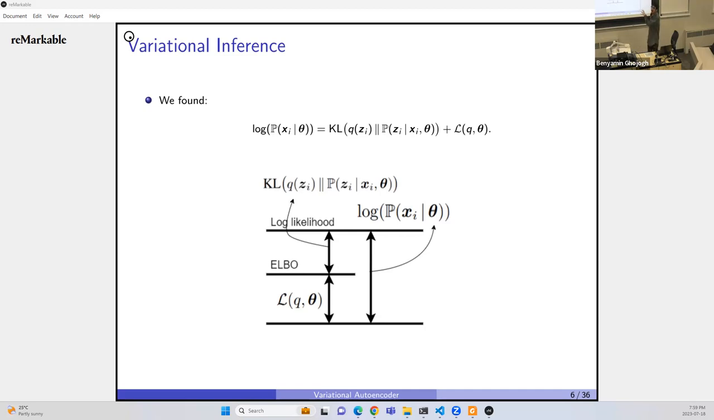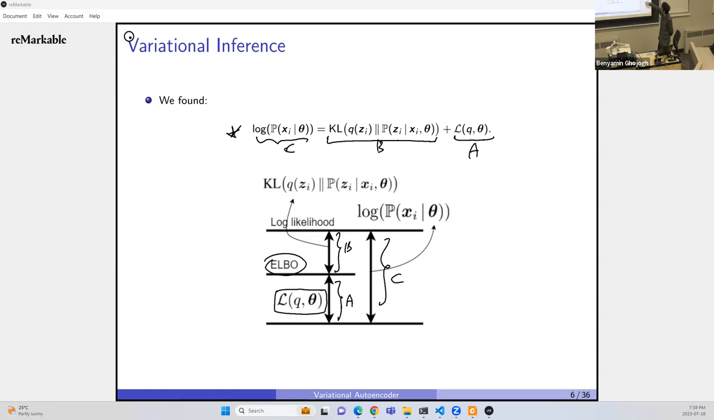Here we can visualize the equation that we had in the previous slide. Let's visualize it. So this is ELBO L, the evidence lower bound. This is the KL divergence, right? So this is A, this is B, this is A, this is B. A plus B becomes C, right? We can visualize it in this way.